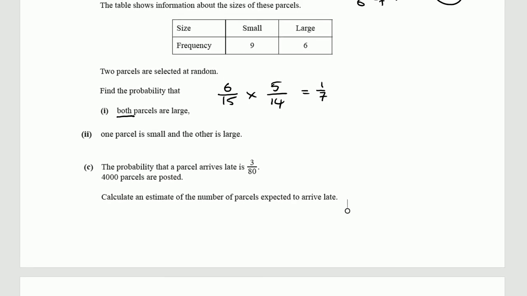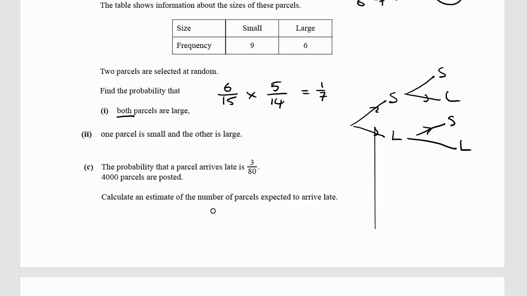One parcel is small and the other is large. Now once again, don't get caught out. There's more than one way this can happen. In fact, it might be a good idea to draw a tree diagram here. So we've got a small parcel or a large parcel, followed by another small or large, or small or large. To get one small and one large, we could go this way, or we could go this way. And we have to consider both of them if we're going to get the whole answer.